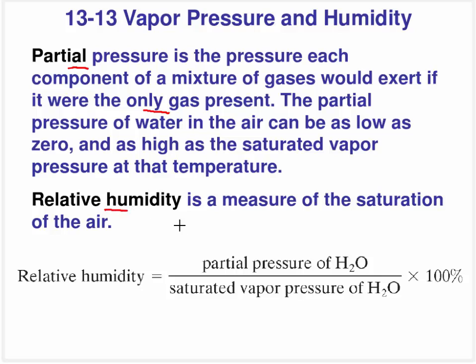If I were to look at relative humidity, it's going to be the partial pressure of water divided by the saturated vapor pressure multiplied by, of course, 100%. And really what we're looking at is up here is how much water is there, and then down here it's how much water vapor can the air hold at that temperature.